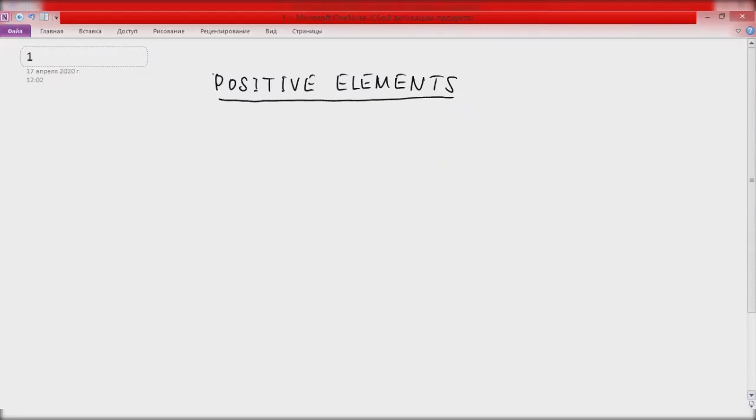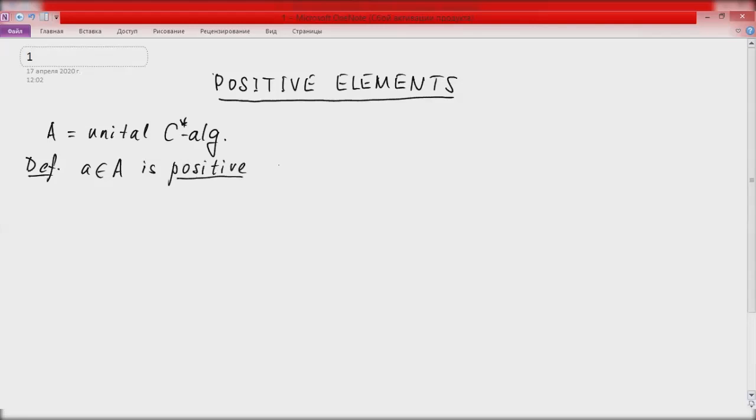So suppose that we have a unital C-star algebra A. We say that an element of our algebra A is positive if it is self-adjoint and if the spectrum of this element is non-negative.